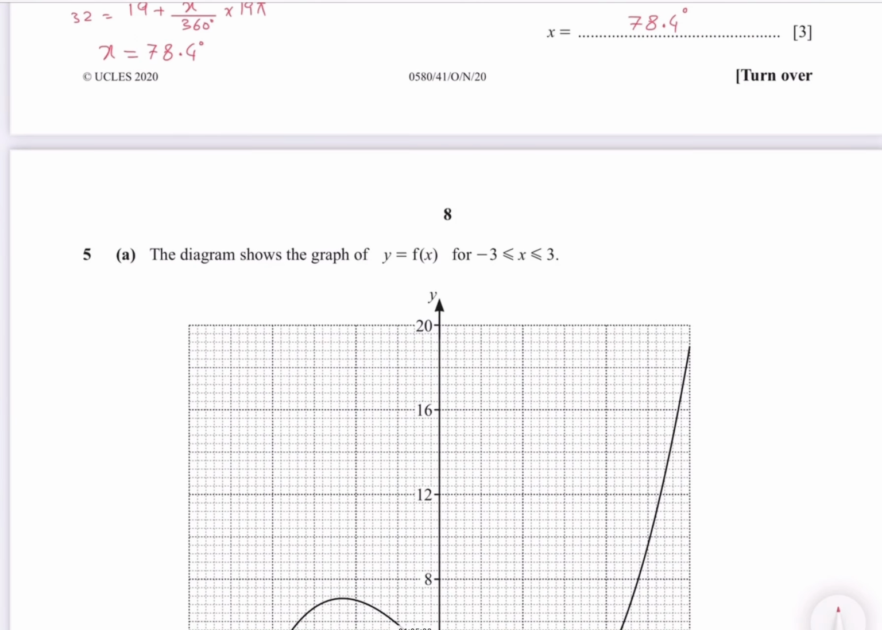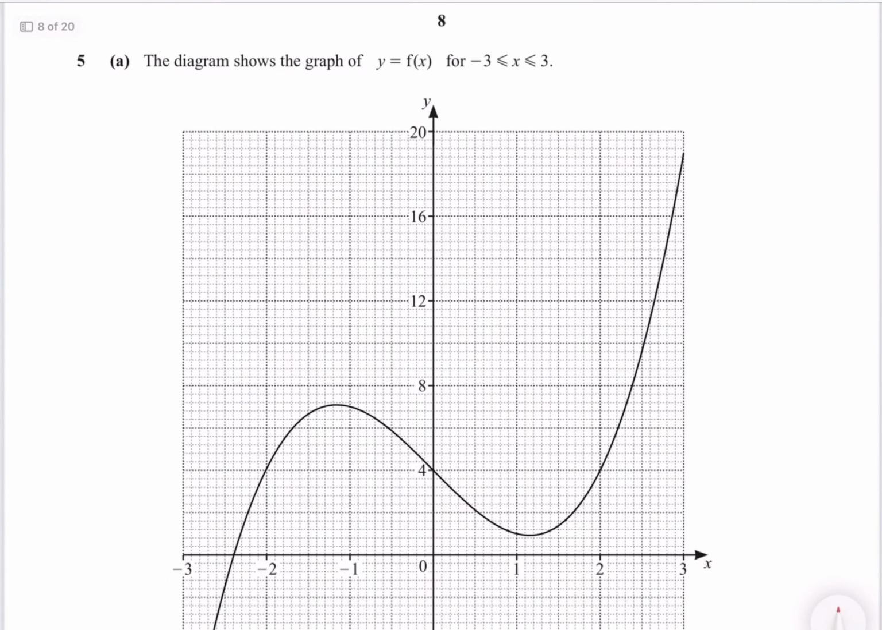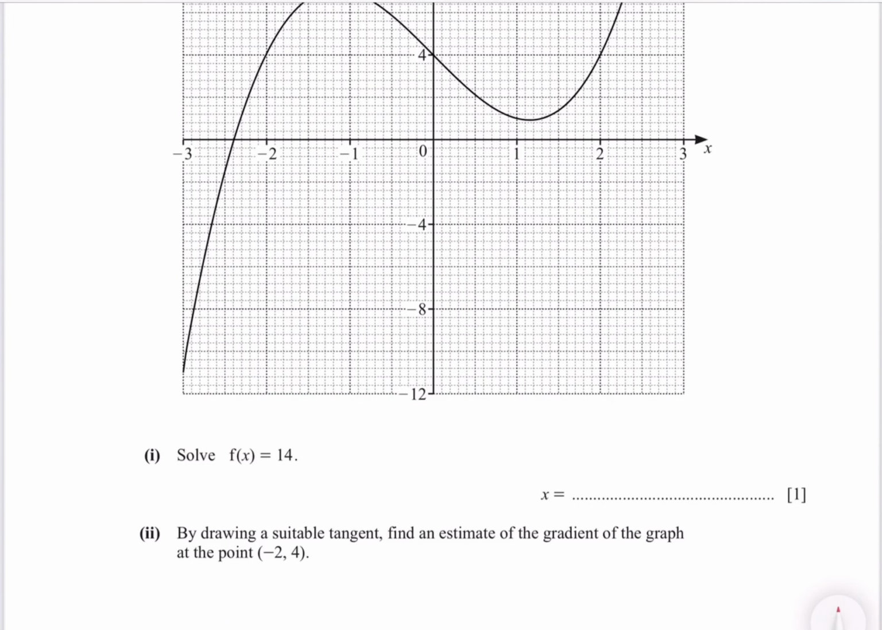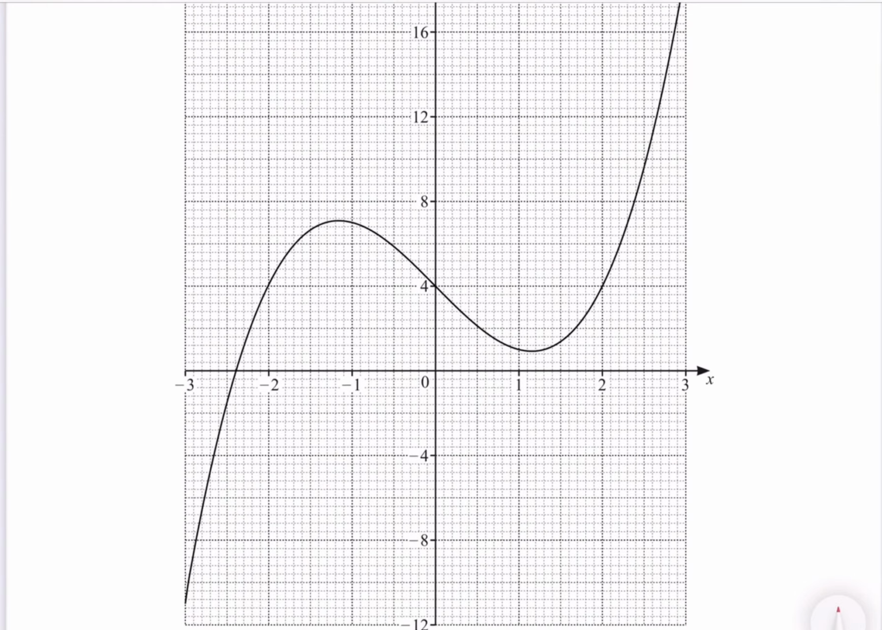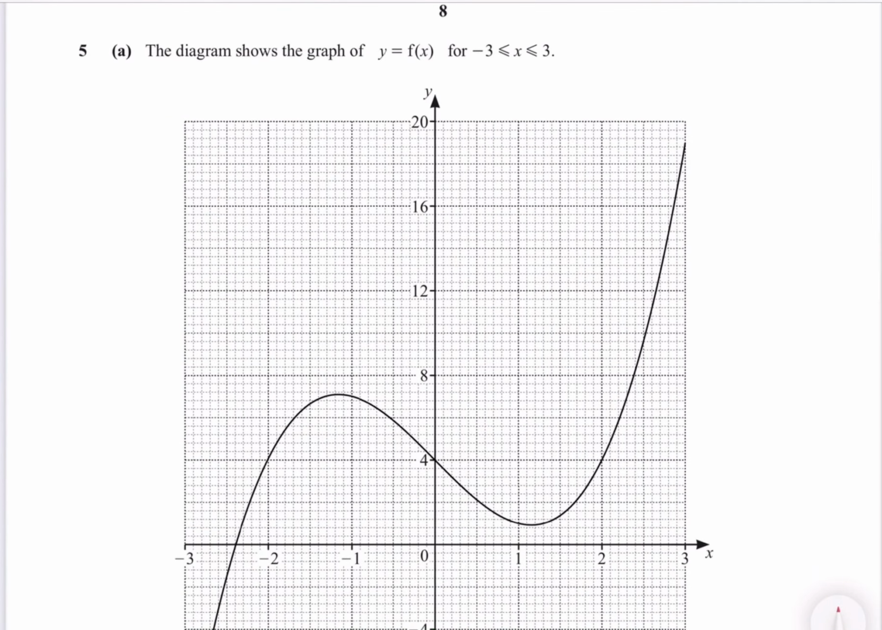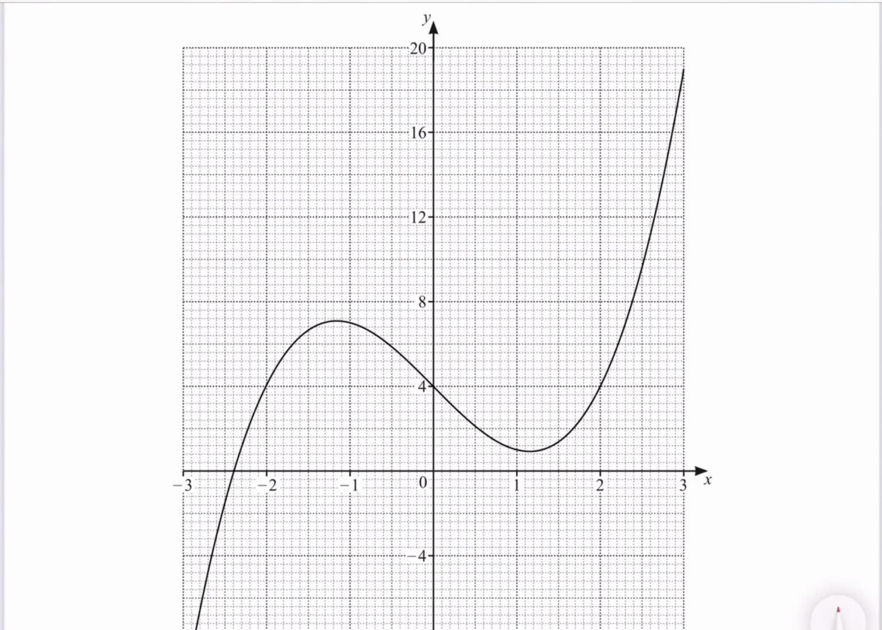The diagram shows the graph of y equals f of x from minus 3 to 3. Solve f of x equals 14. So f of x is equal to 14. Where is our 14? We have to draw a line parallel to the x-axis.